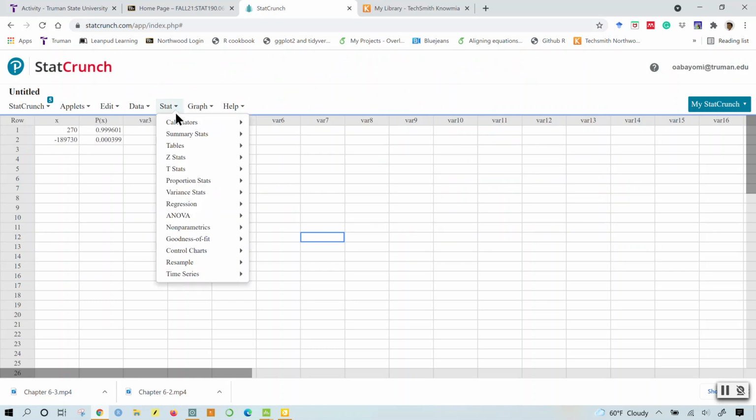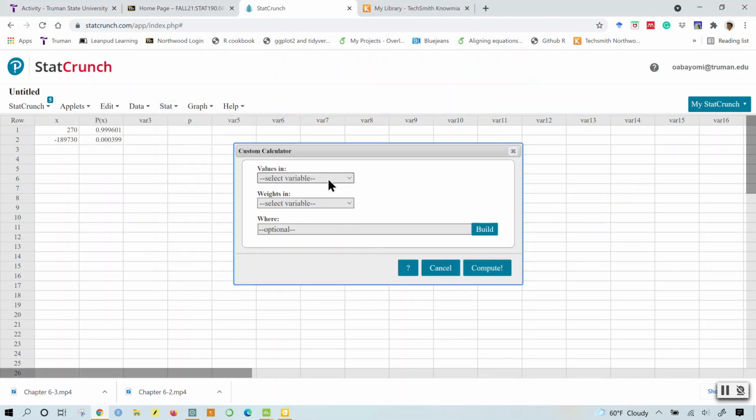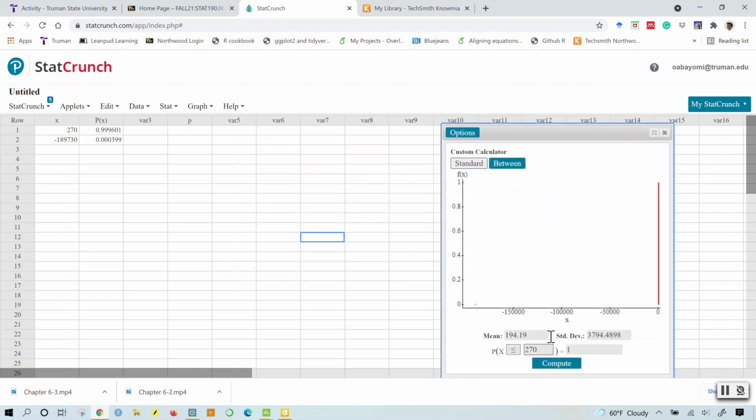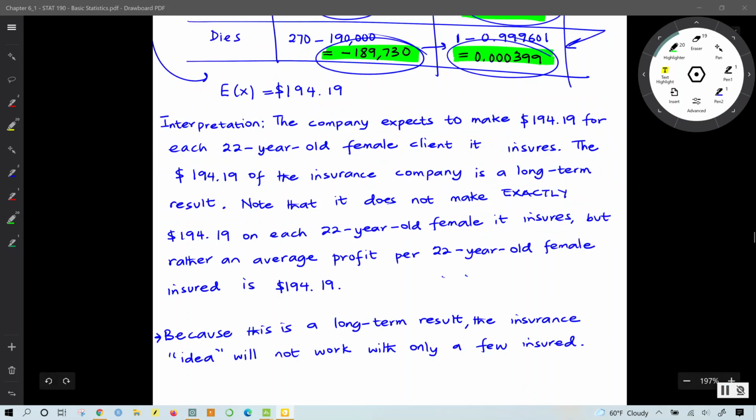So I'll go to Stat, go to Calculators, again go to Custom, and the values are stored in X, the weights in probabilities, and Compute. So I have my mean of 194.19. So taking that back, this is $194.19 in dollars.